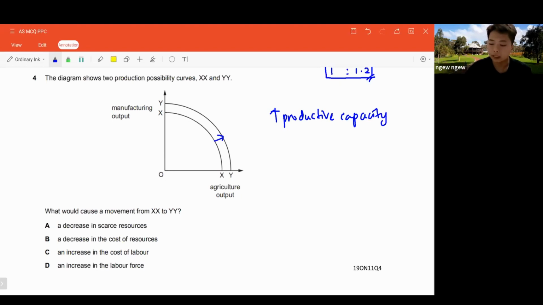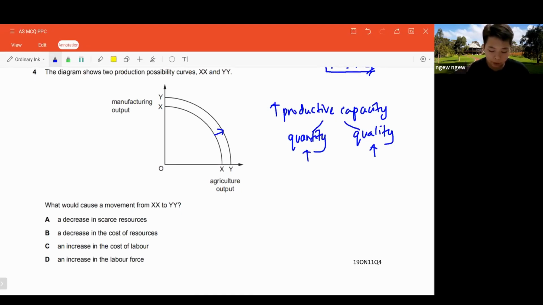And as mentioned just now, a rise in productive capacity is due to either quantity or quality of your resources. Maybe you have a rise in quality and a rise in quantity. So let's look at the answer. First of all, when you have a decrease in scarce resources, meaning that you have lower quantity, then your PPC should shift inward instead. So this is definitely not the answer.